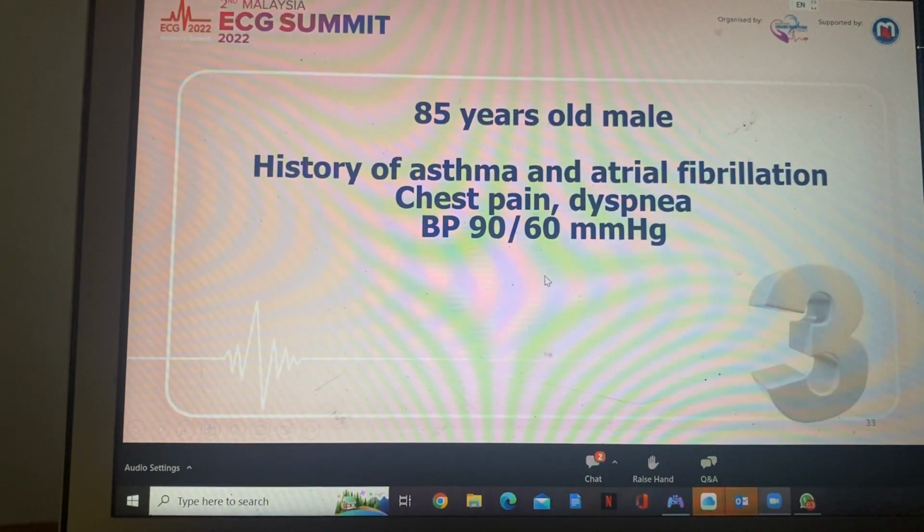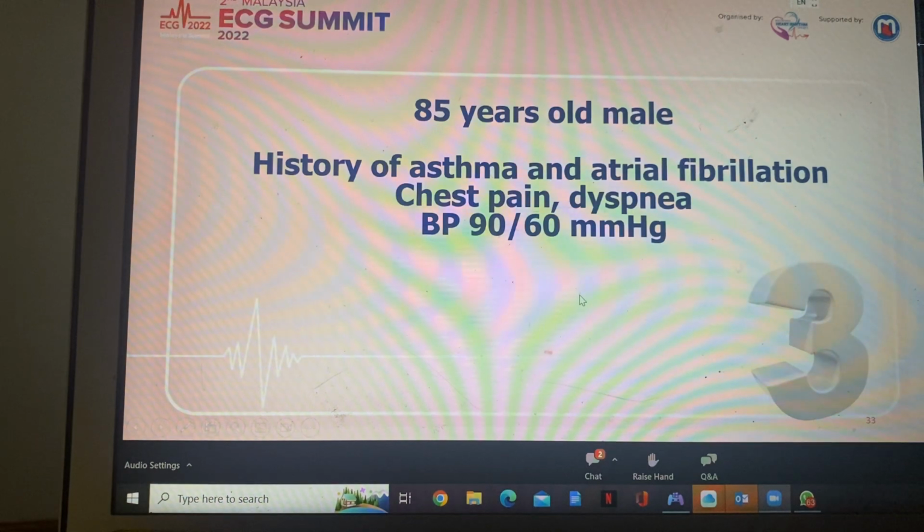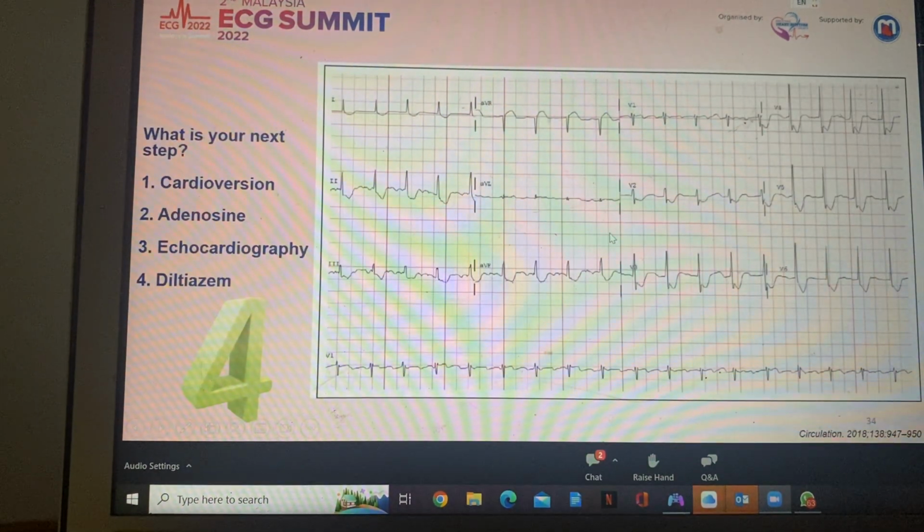So, an 85 years old gentleman. This is the third case: 85 years old gentleman, history of asthma and AF. Patient came in with chest pain, dyspnea, BP is borderline. So what is your next step?